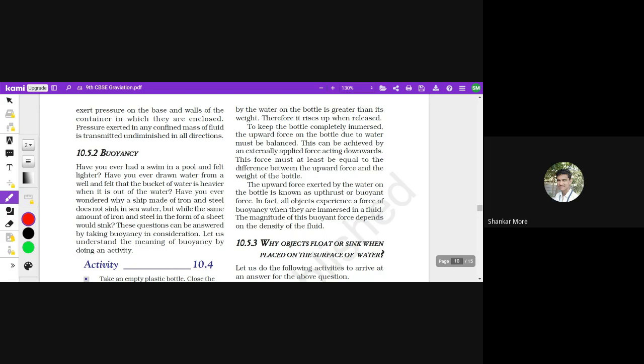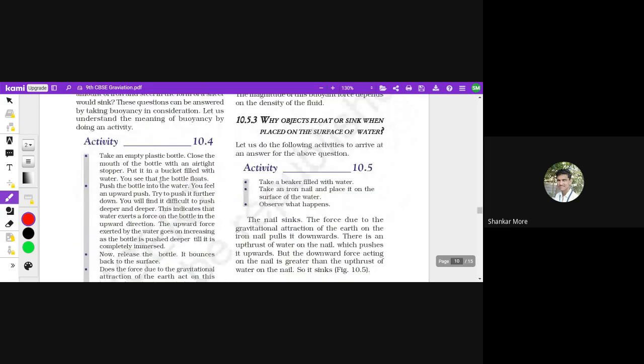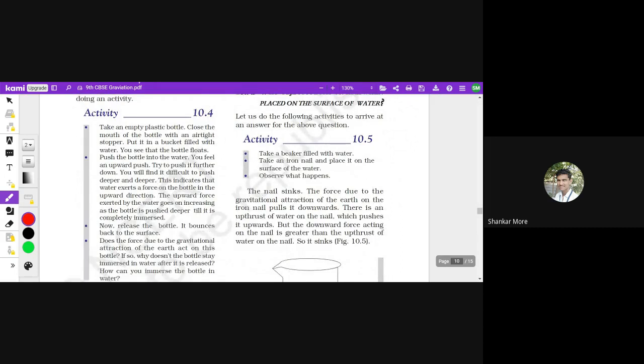Let's find out the explanation. Kyun aisa kyun hota hai? Okay. So in this activity, what you have to do is you have to take an empty bottle.